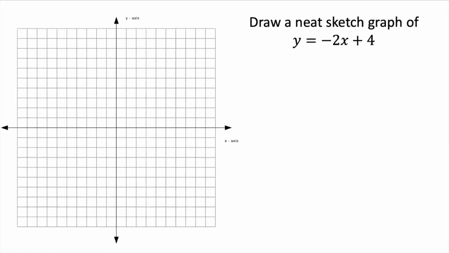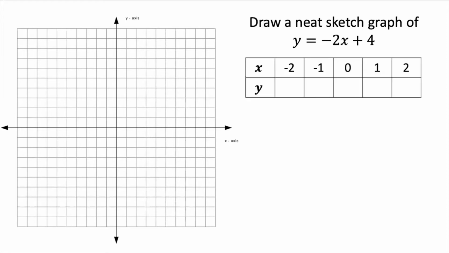All right, so let's assume we get this example. Draw a neat sketch graph of y equals negative 2x plus 4. In grade 9, the first thing we would have done is we would have popped down a table. We could choose any x values. Here I've just chosen negative 2 all the way through to 2.